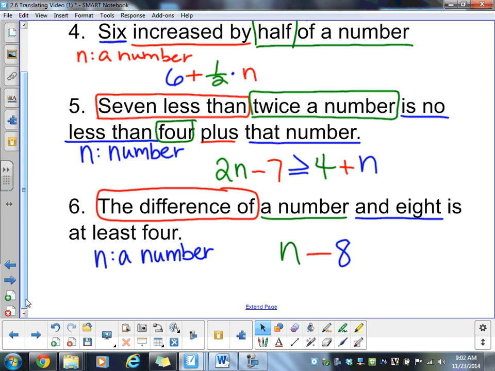Then it says "is at least." "At least," "at most," those are words that mean inequalities again. So "is at least" means at least 4. The lowest it can be is 4. So if the lowest it can be is 4, then n minus 8 has to be greater than or equal to 4.